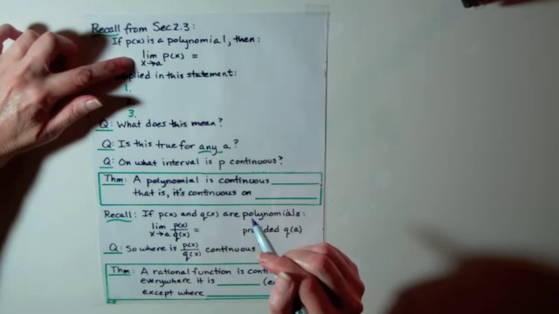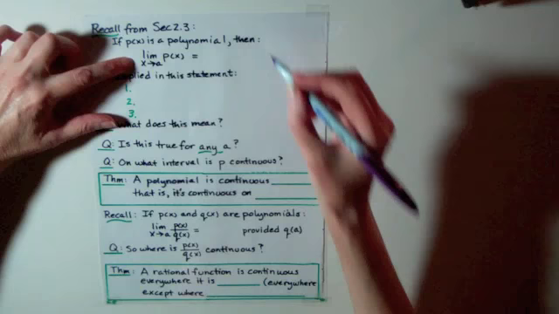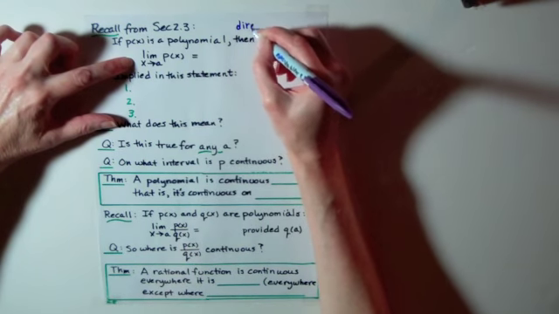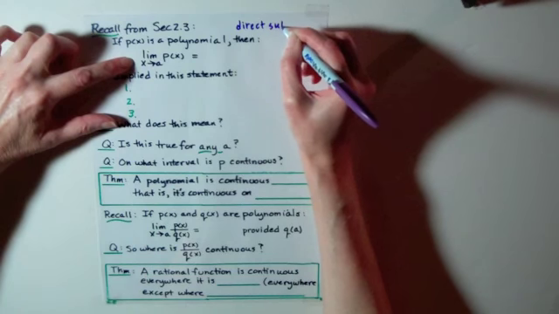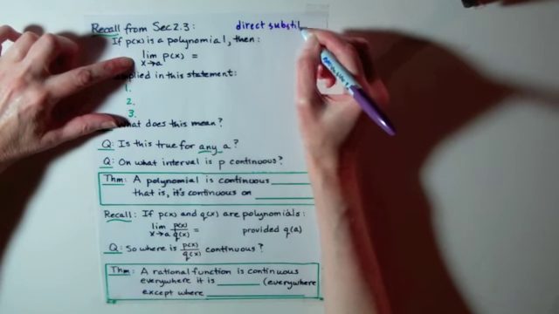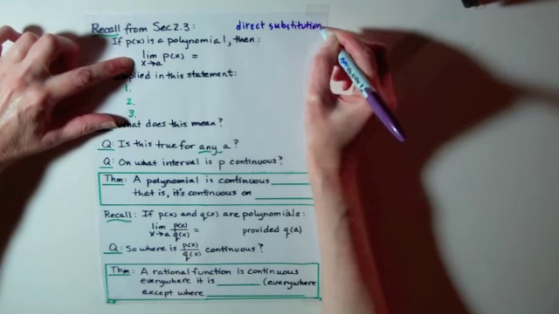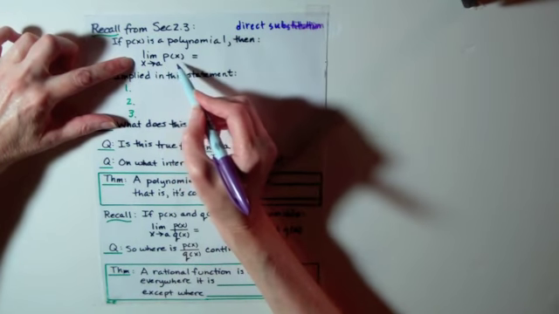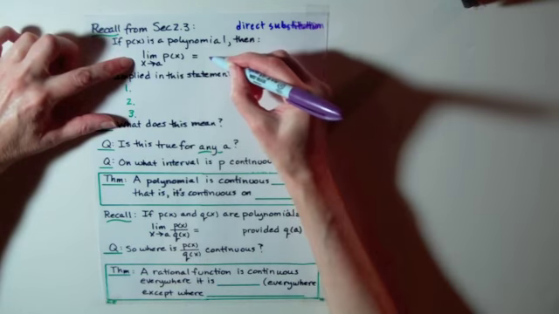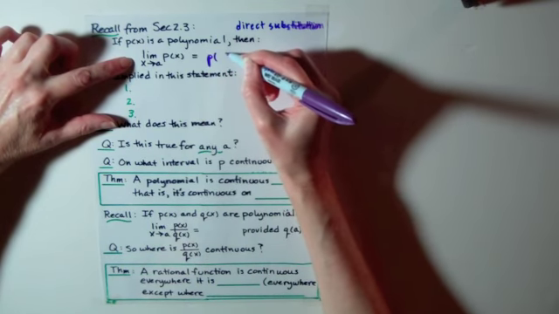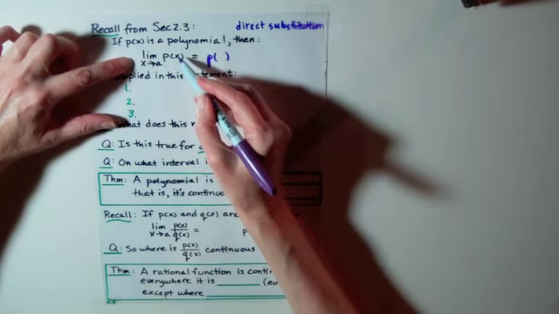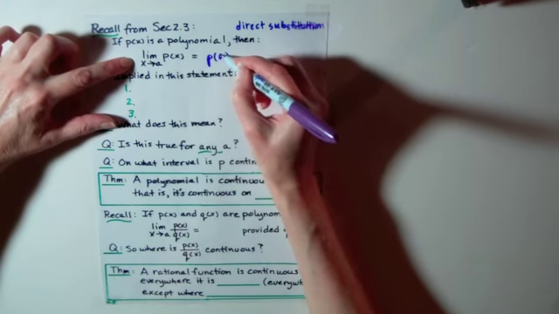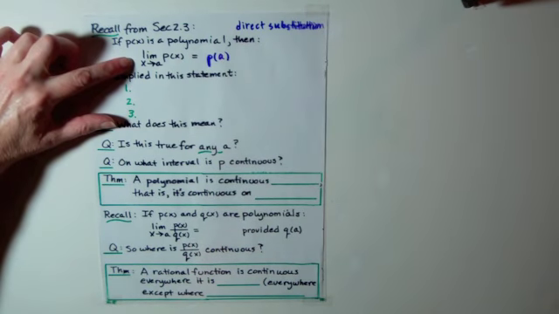We said that if it's a polynomial, we are allowed to use direct substitution. And so to find the limit as x approaches a of p of x, what do we do? We just take whatever the rule is for p of x, and everywhere we see an x, we just replace it with a. We use direct substitution.